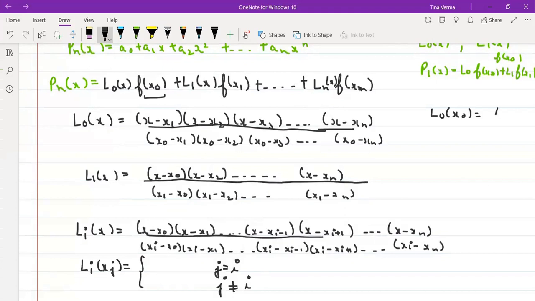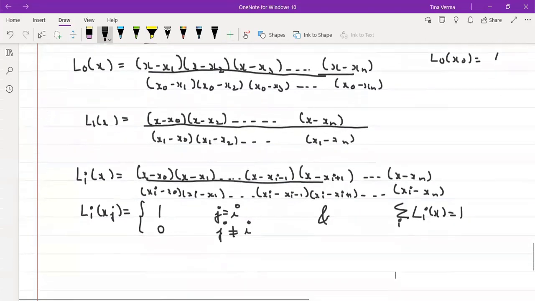1. Fine. So you have Li(xj). When j is equal to i, you will have 1. When j is not equal to i, that will be 0. This property it will satisfy over here, and moreover the other property was also there, that if you sum up L0(x) plus L1(x), it comes out to be 1. Fine. The same you have over here. If you sum up these Li(x), this will result in 1.